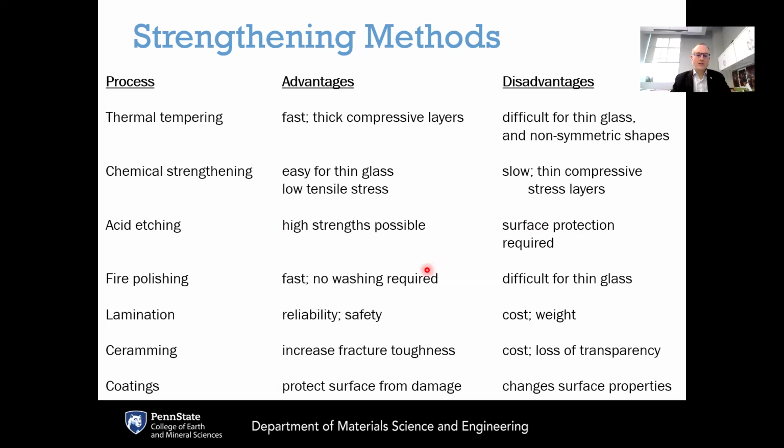Likewise, with fire polishing, this is a fast way to apply heat, like a torch, to the glass surface to reduce the severity of flaws by inducing viscous flow that shortens or blunts the flaws. No washing is required as in acid etching. However, this is a difficult method for thin glass, and likewise, additional surface protection would be required in order to maintain that advantage in mechanical performance going forward.